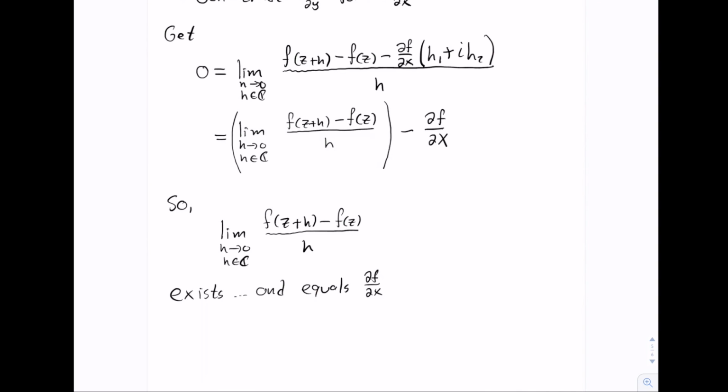So in future segments, we're going to be, again, exploring more and more properties of this idea of the complex derivative and later complex integration. But let's maybe stop for now.